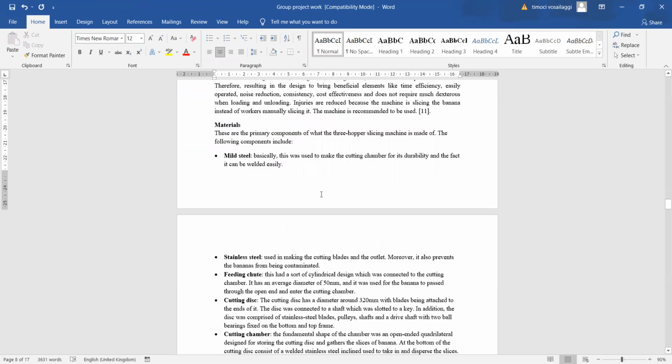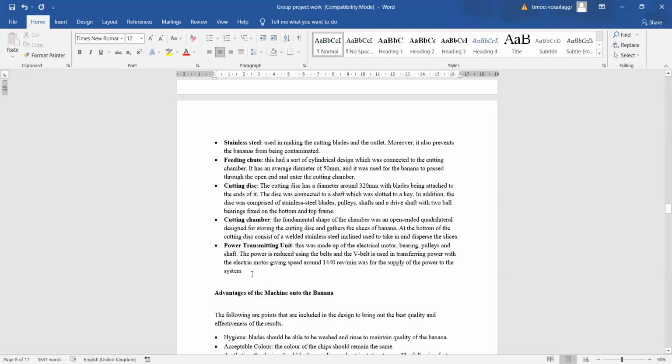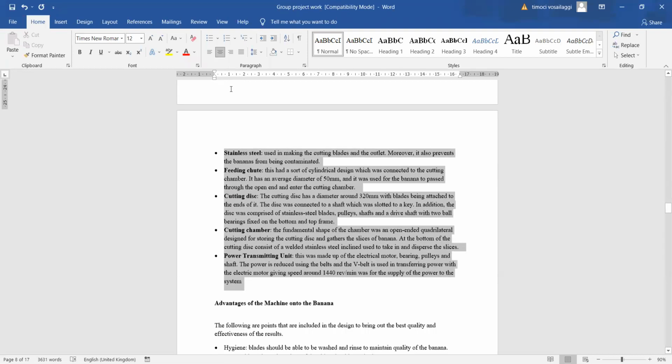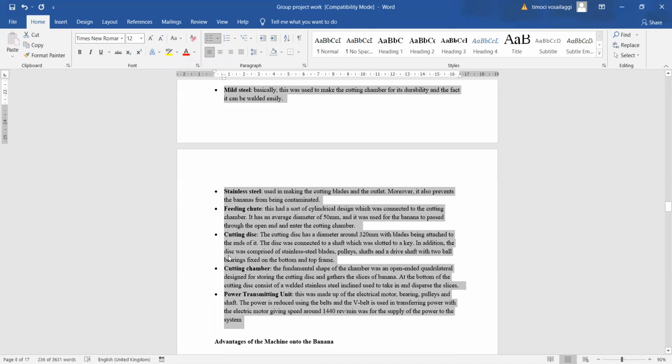And then they've listed all the materials. So are these bits of information taken from a source? Mild steel, stainless steel, cutting chip. Yes, sir. Okay, so just make sure you reference all this information, okay?